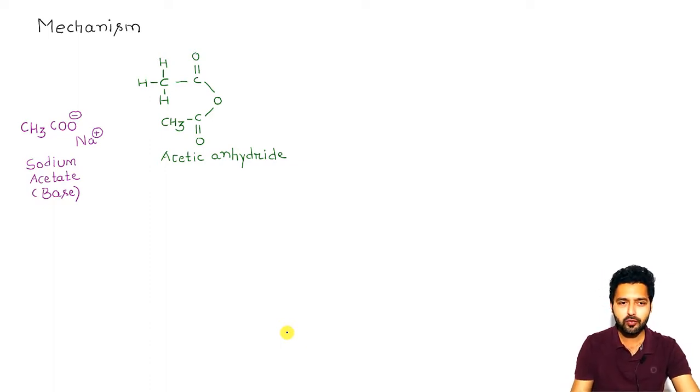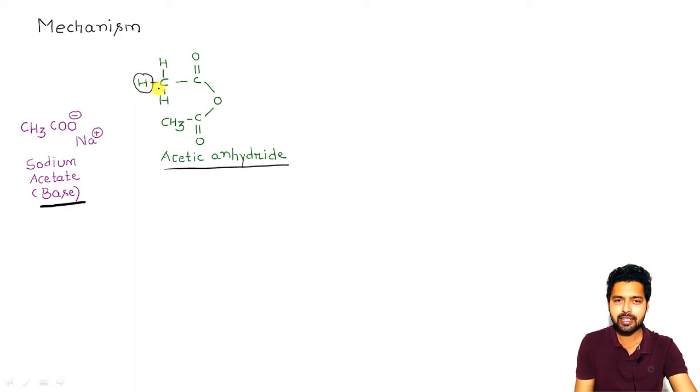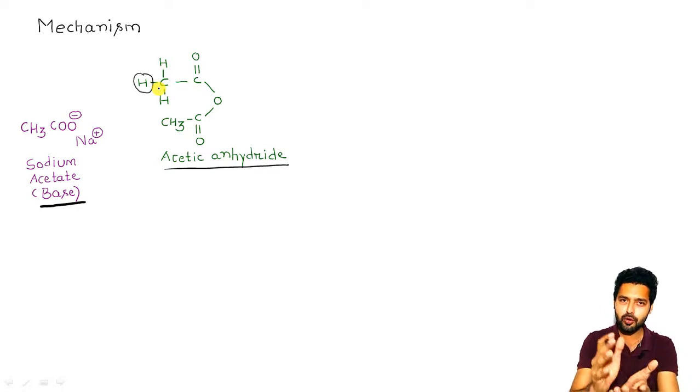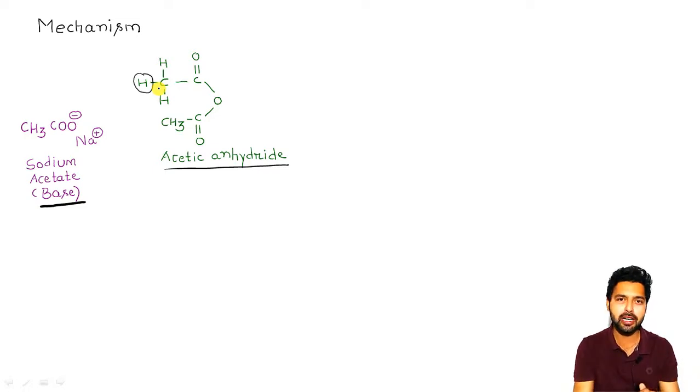The first step is that here is the base. You can all see this is the sodium acetate. This is the base here, and here is the reactant molecule, that is acetic anhydride. We know that these protons are acidic in nature, and the reason behind their acidity is, once again, the resonance stabilization of the negative charge which will appear after the protons are gone from this carbon atom, right?